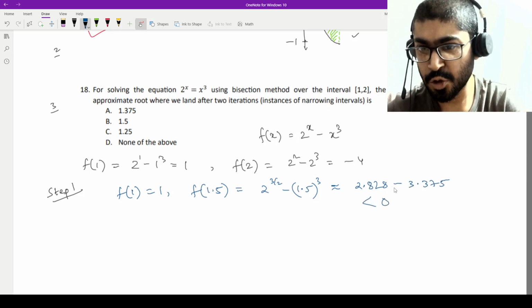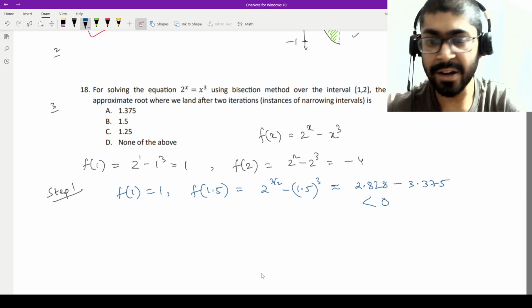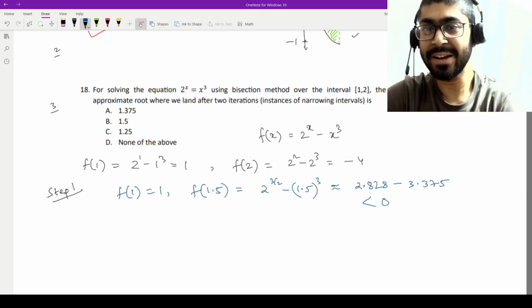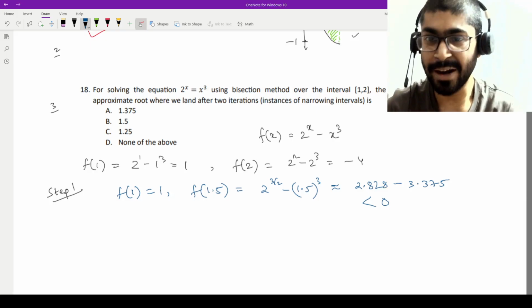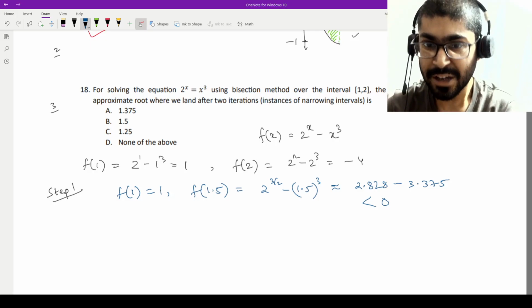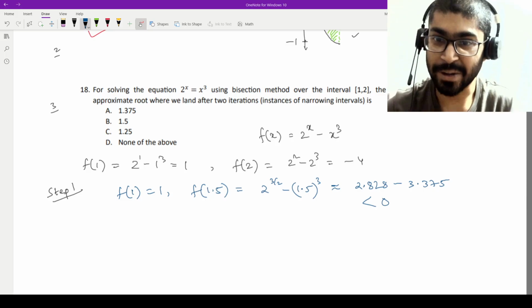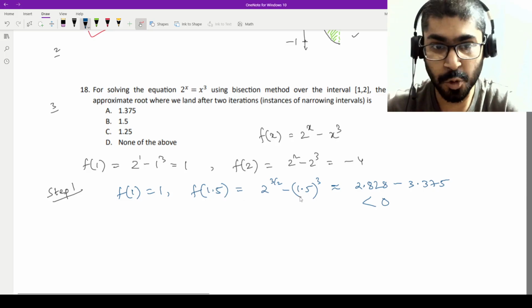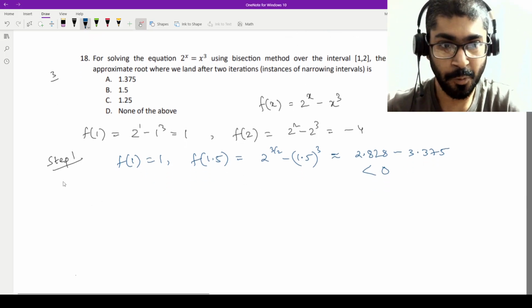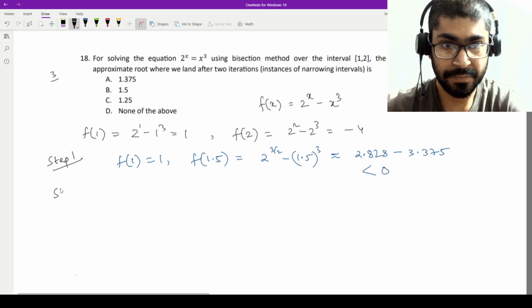Even if you do not know the value of root 8, you can approximate it as 2.5 also. It wouldn't matter because 1.5 cube comes out greater than any 2-decimal value that you take. So it will always be negative. That means there is a root here. So we'll check step 2 now.